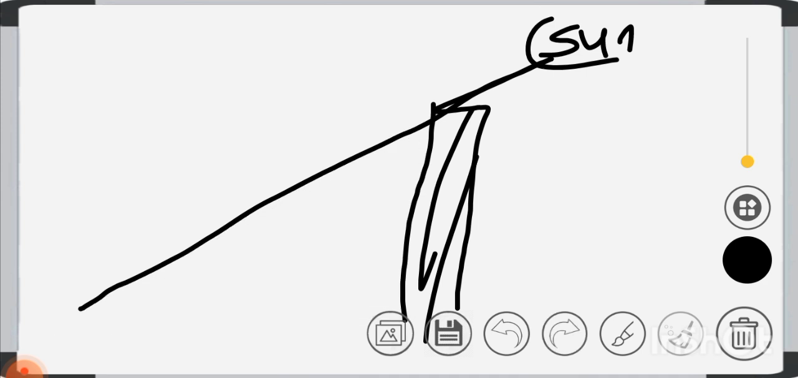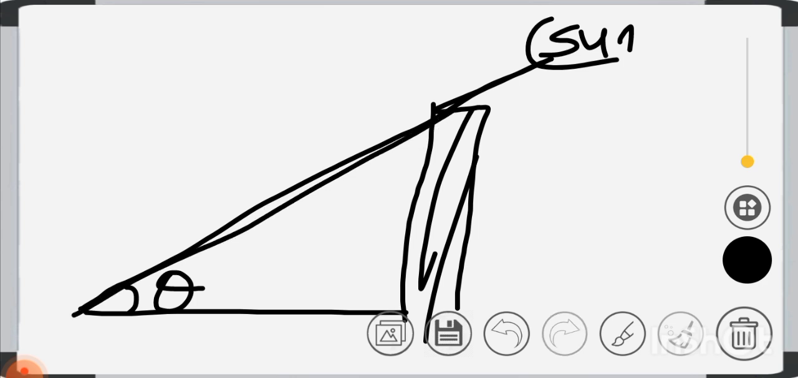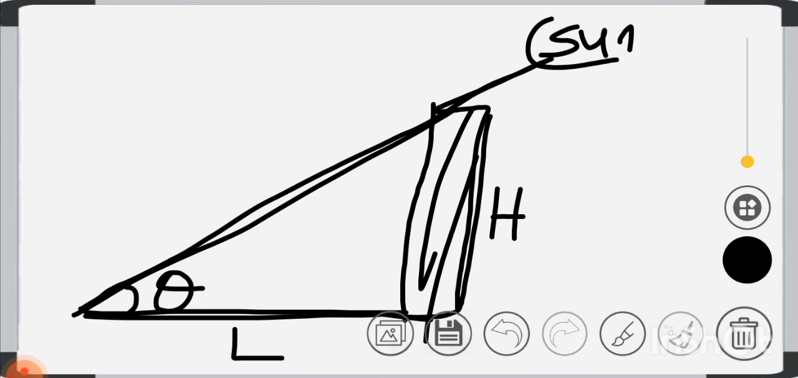So look at what we'll do. Just join it. Then you get this angle theta, which we call the altitude of the sun. The altitude of the sun is the angle made between the shadow and the horizontal line. Then you get this height, we can call that height h. Then this one will be the length of shadow, which is L.